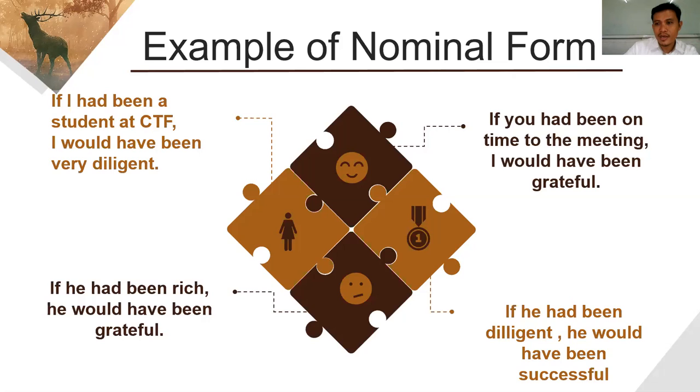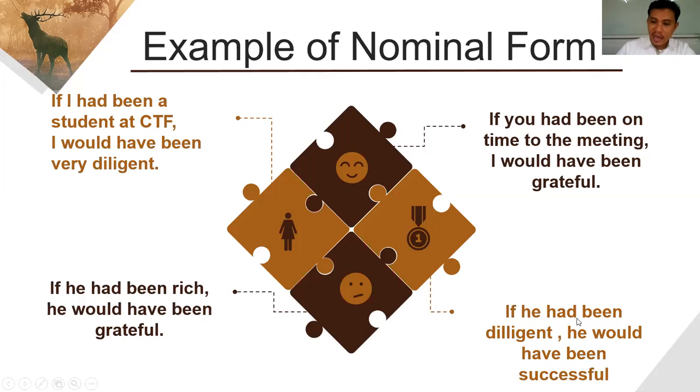Next. If you had been on time to the meeting, I would have been grateful. But what is the fact? The fact is you were not on time to the meeting, and I was not grateful, and I was not happy. I didn't like it, it means. So here the next one: if, subject, had, and then been as a verb 3, the third form of the to be, am, is, are, and then was and were, and then been.